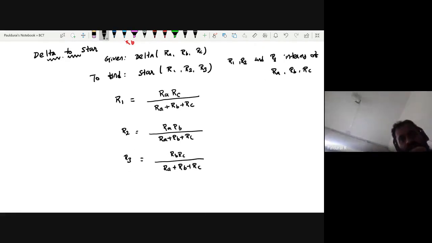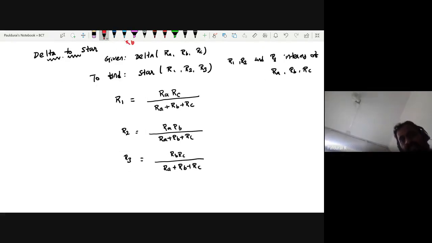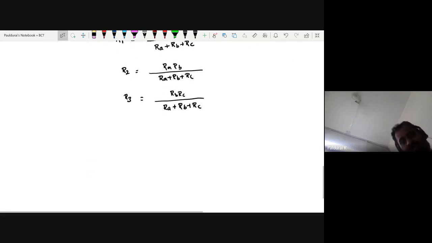We will solve some problems, then you will get the clarity. Okay, so now delta to star. So put the heading delta to star.